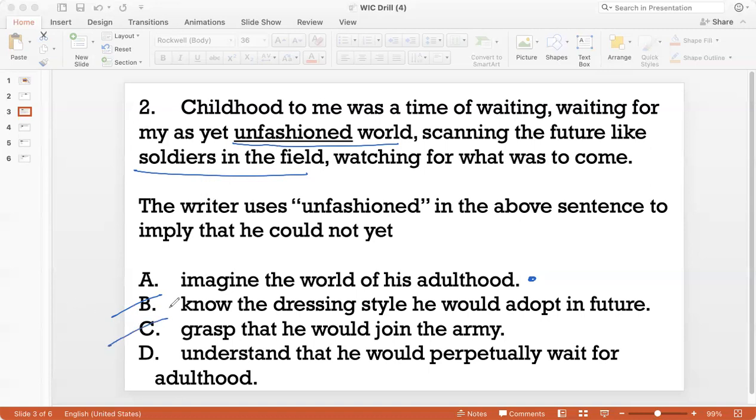He could not yet understand that he would perpetually wait for adulthood. There is nothing in the sentence to indicate that he would perpetually wait for adulthood. To perpetually wait is to wait forever, wait without stop, right? So that doesn't make sense. So option A is the best answer.